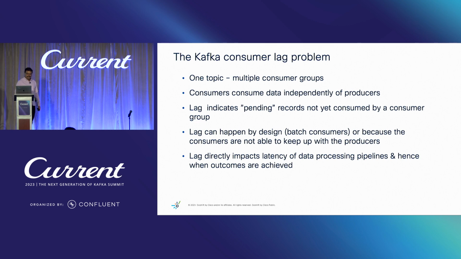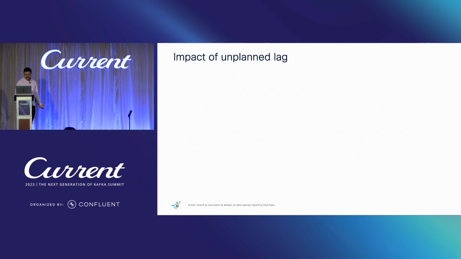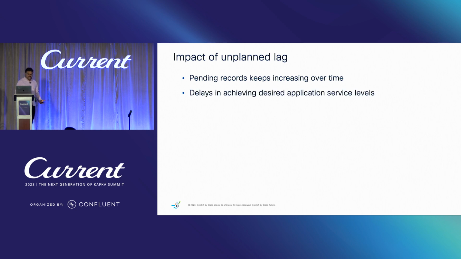Lag directly impacts the latency of data processing pipelines, and hence when outcomes are actually achieved out of this data. And again, consider what happens when unplanned lag occurs. You get pending records that keep increasing over time, slowly building up the backlog. There are delays in achieving the desired application service levels because there are delays in processing records, and there is usually a business impact that results from that.